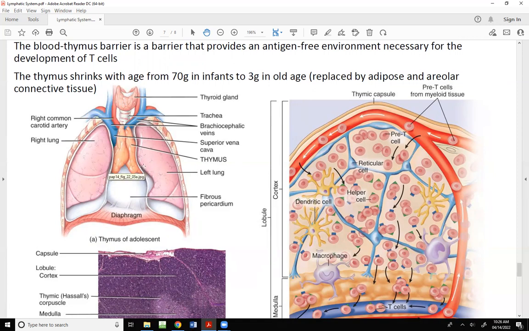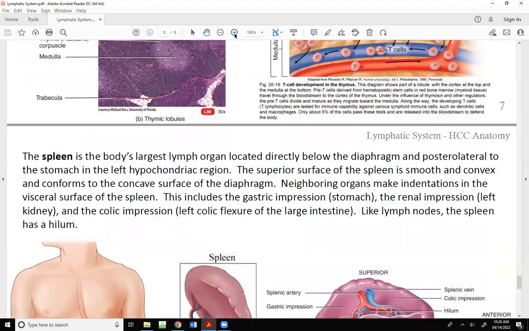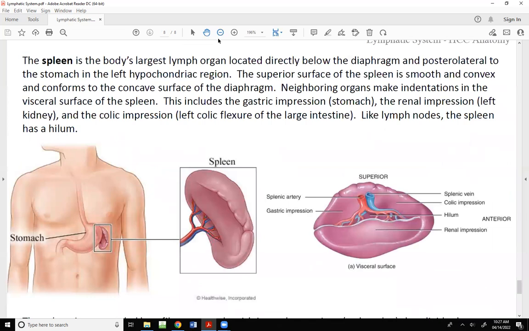As far as the images on this page, nothing too important to worry about. So we'll just jump ahead to the next page. All right, our largest and last lymphatic organ to discuss is the spleen.